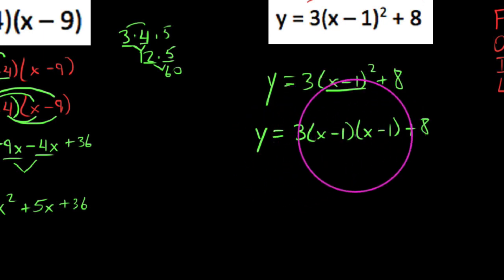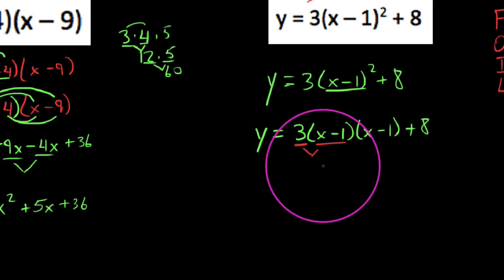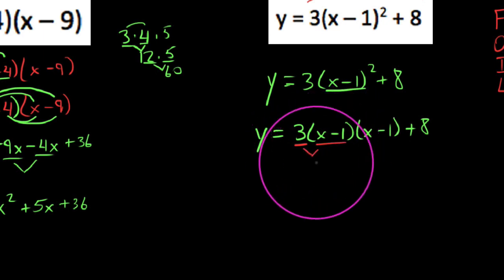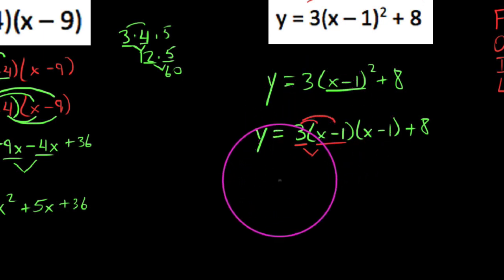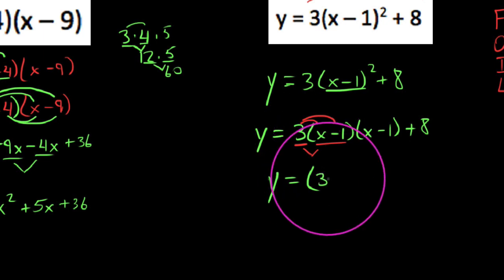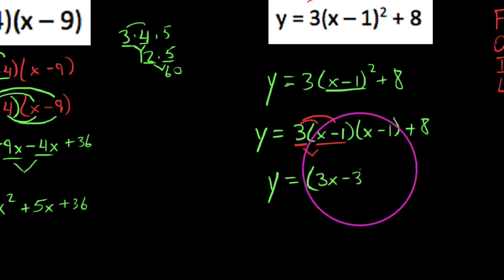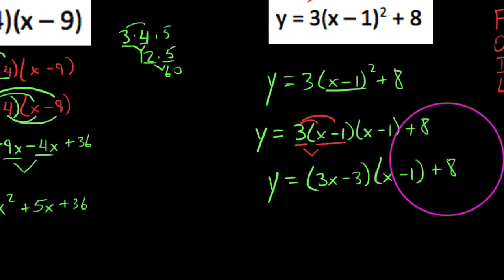So here's the deal. Just like in our last example, we're going to have to start by multiplying these first two things left to right. It's order of operations here. So we'll go ahead and distribute our 3 through the first set of parentheses and rewrite what we have now. In parentheses, 3 times x is 3x, and 3 times negative 1 is negative 3. All of that in parentheses times that second x minus 1, plus 8.